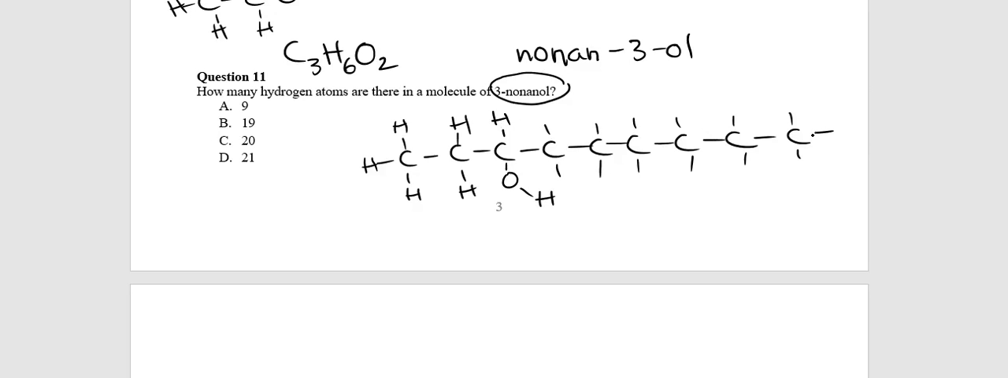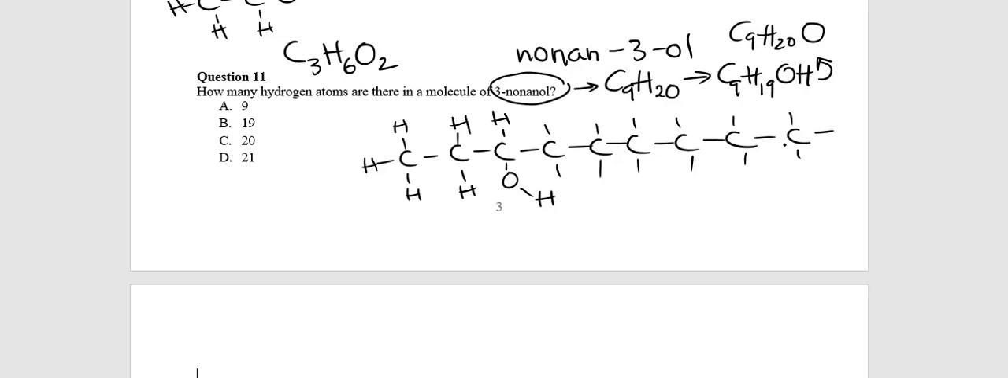Now, what is the shortcut? What's the magic number here? The shortcut is to think about the general formula of an alkane. If you have C9, you're going to have 20 hydrogens using CnH2n+2 as the formula. So if I replace one of these hydrogens with an OH, I go to C9H19OH, which is actually the same as C9H20O. So you don't need to draw this out, even though I just did.